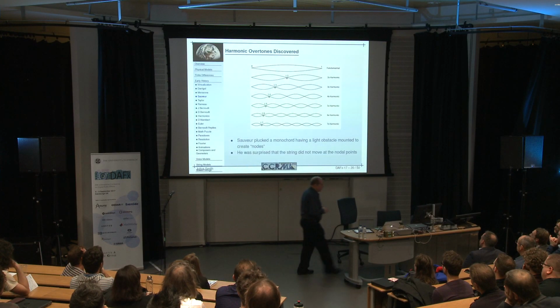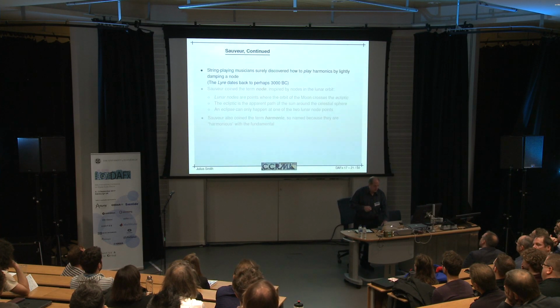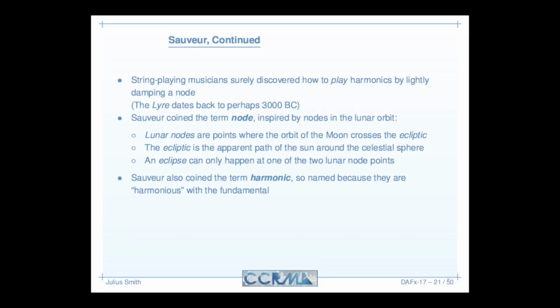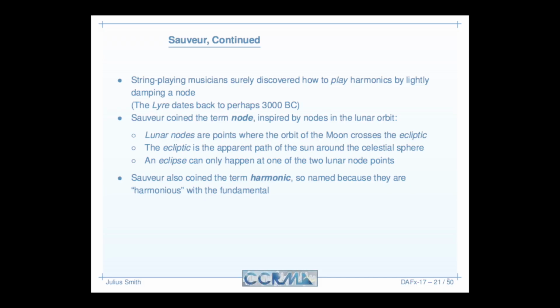And so he called them nodes. He coined the word node, and it was inspired by the lunar nodes in the orbit of the moon, where the moon's orbit crosses the sun's apparent orbit on the celestial sphere. Eclipses can only occur at the two lunar nodes, the intersection of those things. And so that's where our term node came from. He also coined the term harmonic, because these harmonics are harmonious with the fundamental. So harmonics and nodes, thank you, Sauveur, nice terms.